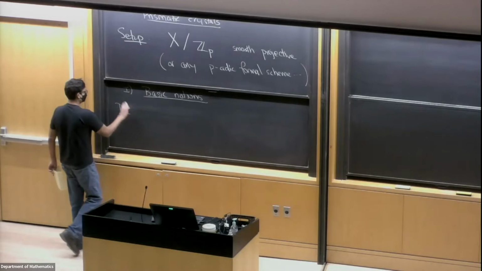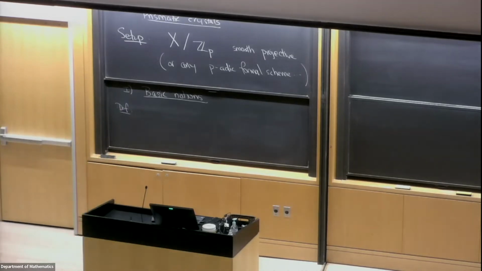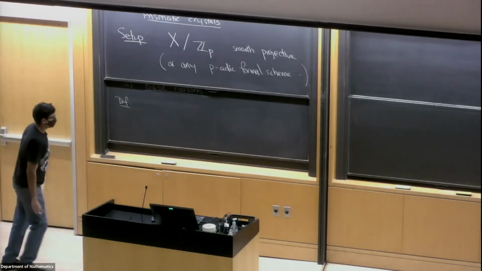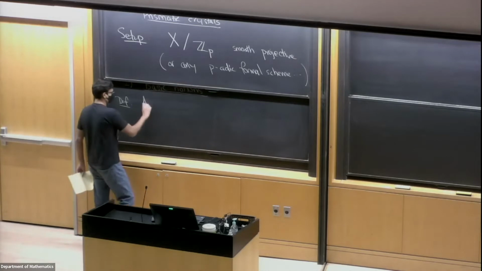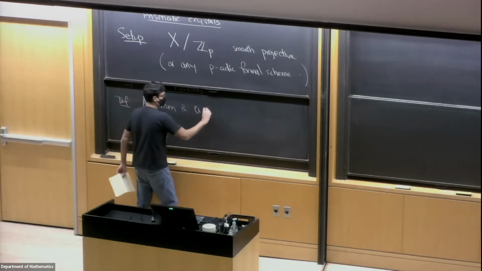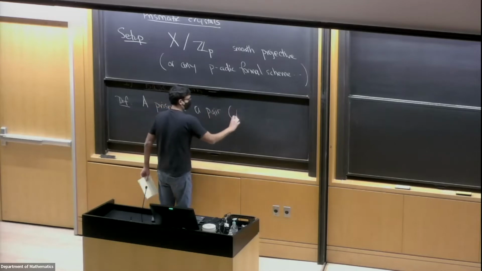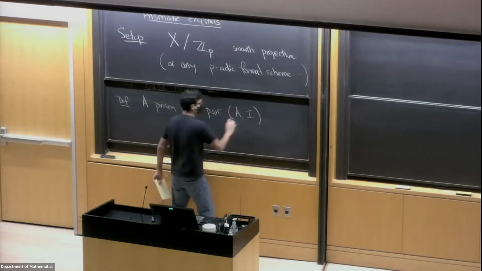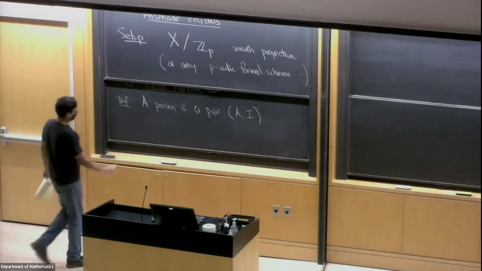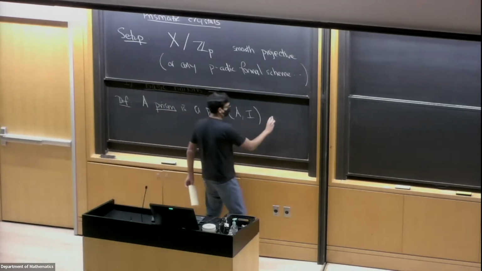And it's sort of what makes a lot of what I'm going to say work. Well, let me just write it. So what is a prism? A prism is a pair (A, I), where A is a commutative ring.